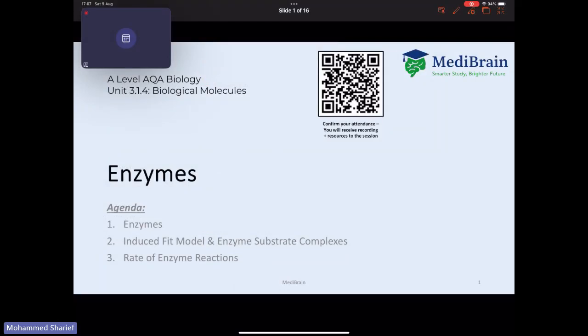So welcome everyone to our biology session. In today's lesson, we are going to be looking at enzymes. We're going to start off by looking at an overview of enzymes and the activation energy. We're then going to move on to the induced fit model of the enzyme. And then we're going to finish off by looking at the rate of enzyme reactions.